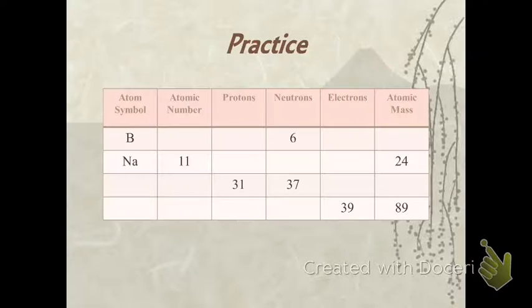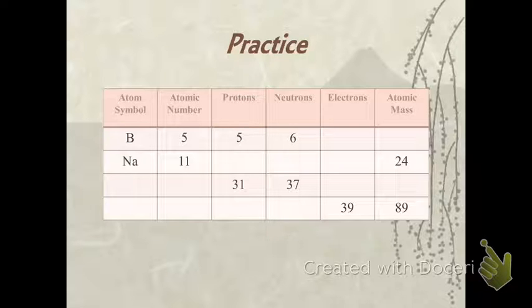So the next thing I'd like to do is a little bit of practice, and this is where you need your periodic table for sure. When we look at boron, the first column there is asking its atomic number. We can see its atomic number is 5, which means that the atomic number is equal to the number of protons, so it also has 5 protons.